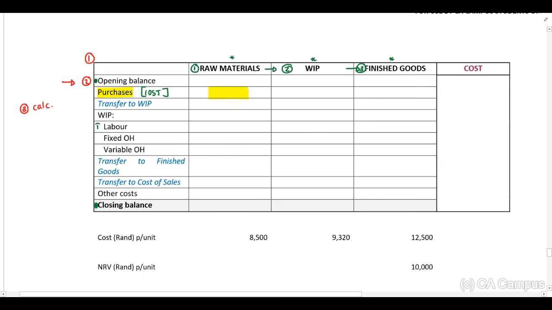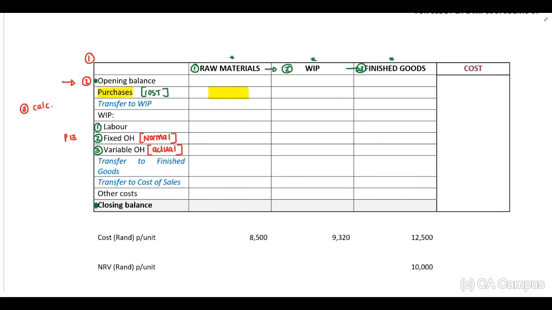My WIP will include direct labor and direct material, my fixed overheads and my variable overheads. Remember, fixed overheads shall be based on our normal capacity, except when the actual is significantly higher, and you can refer to paragraph 13. My variable overheads will be based on the actual capacity. Important, guys.